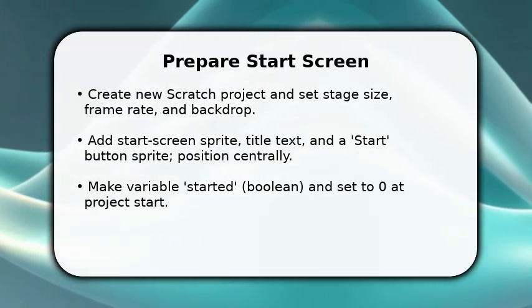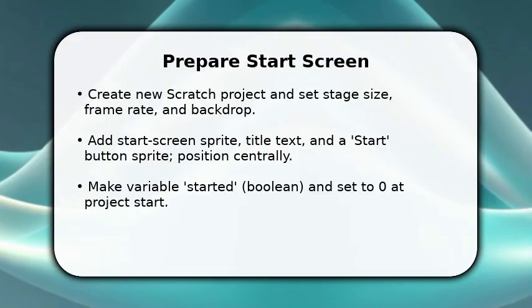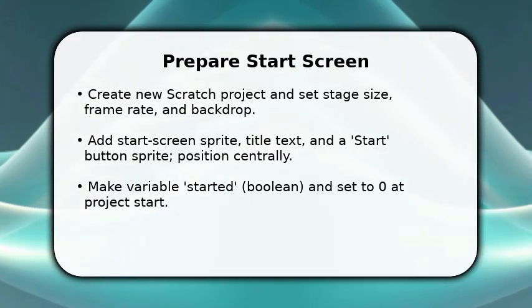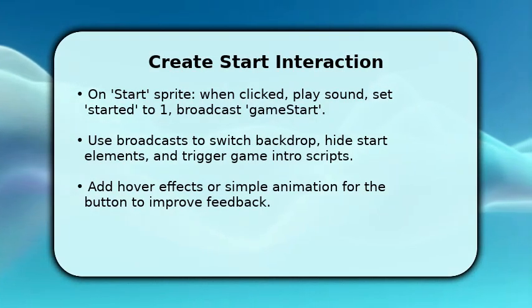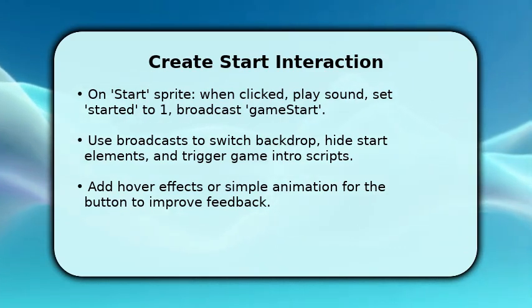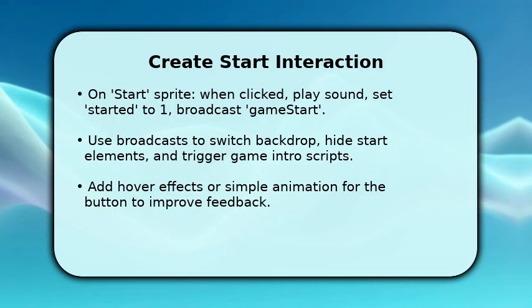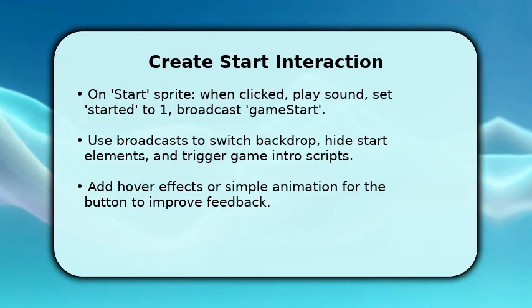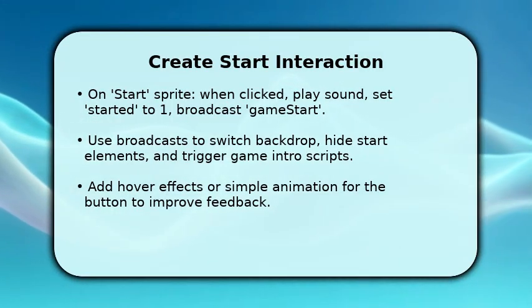You will wire interaction next, so the screen actually transitions into gameplay. You now implement the click flow that launches the game. On the Start sprite, add a When This Sprite Clicked sequence. Play a short sound, set started to 1, broadcast game start, then hide the Start sprite and overlays.